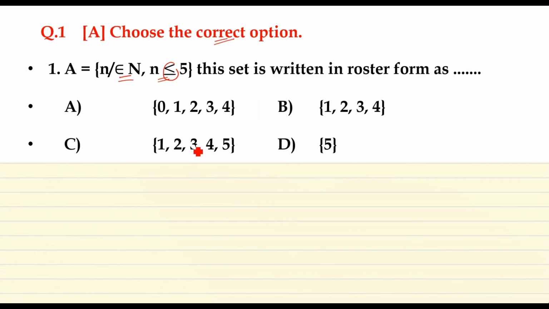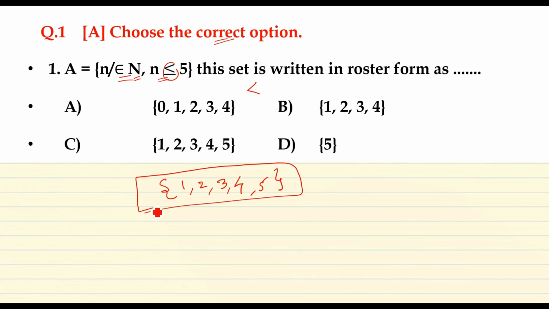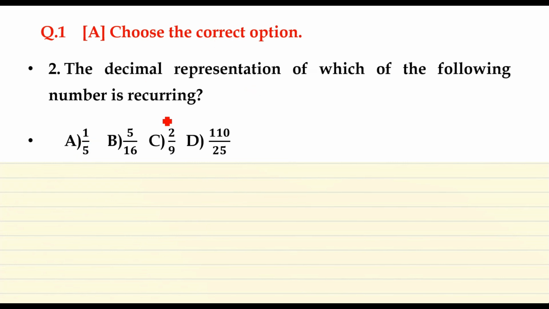So in the roster form, the set can be written as, here we write in curly brackets, n is a natural number, so natural numbers begin with 1, 2, 3, 4, and the sign is not strictly less than, it means equal to is also considered, and therefore our answer is 1, 2, 3, 4, 5, which is option C. Therefore the correct answer of this question is option C. Now let us move to the next question.